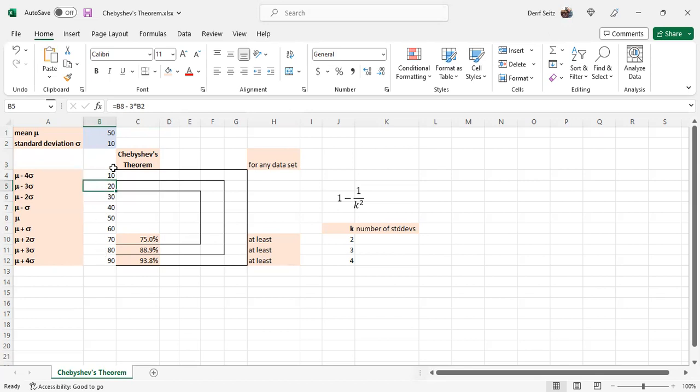If you have something not so easy to calculate, say you have a mean of 123 and a standard deviation of 17, that would be rather hard to calculate. It takes some time and is error prone to calculate all those boundary points, but this spreadsheet does it instantly for you, and you can use it when you're analyzing a data set using Chebyshev's theorem.